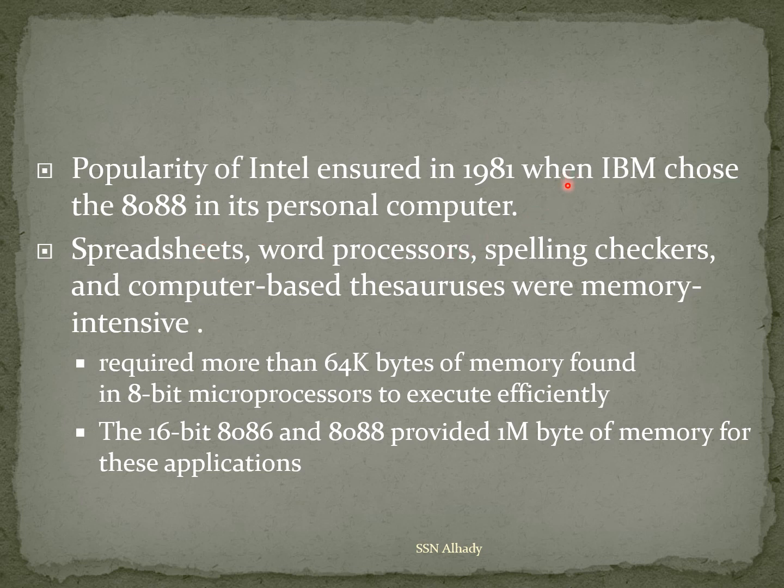When it was used in the personal computer, then you started to use a spreadsheet, a word processor, a spelling checker, and computer-based tutors that were memory intensive, requiring more than the 64K bytes of memory found in the 8-bit microprocessor to be executed efficiently. So that's why the 8086 or 8088 provided more space for these applications. And nowadays we have 64-bit processors, the latest processors.